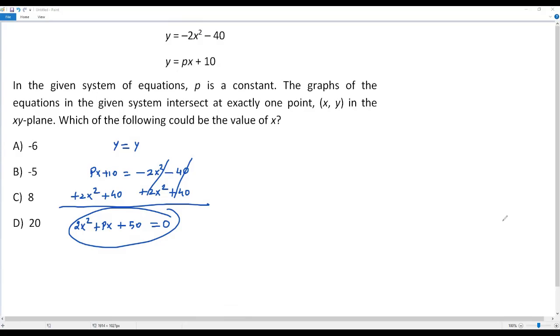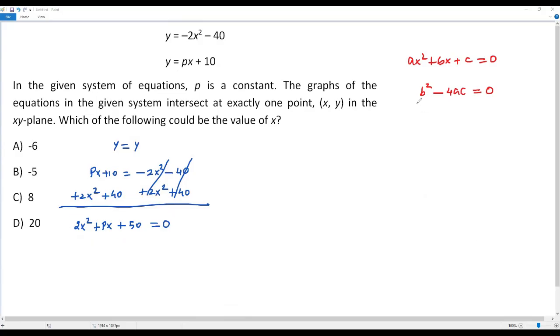When we have a quadratic equation in standard form, that is ax squared plus bx plus c equals 0, and there is only one solution for the quadratic equation, then the value of the discriminant b squared minus 4ac will be equal to 0. Since this quadratic equation has only one solution, the value of this discriminant b squared minus 4ac for this quadratic equation will be equal to 0.